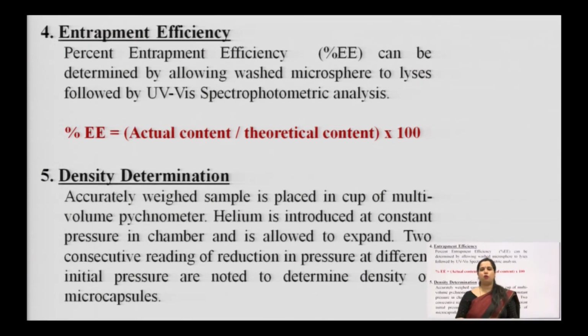We can identify using this technique. So, percentage entrapment efficiency can be determined by allowing the washed microsphere to lyse, followed by UV visible spectrophotometric analysis. First you will take this sample of microsphere that you have prepared in your lab or after manufacturing to check entrapment efficiency, and then you will use some sort of lysing agent like Triton X and many more.